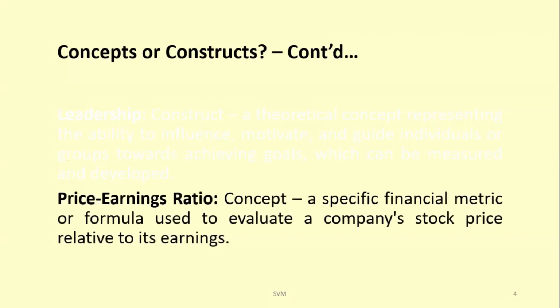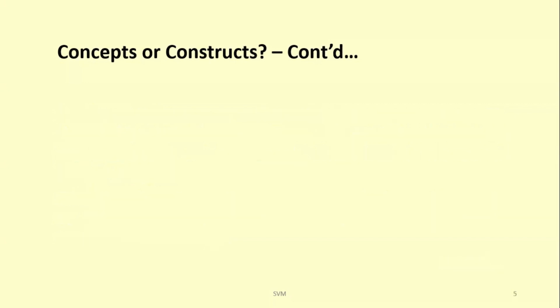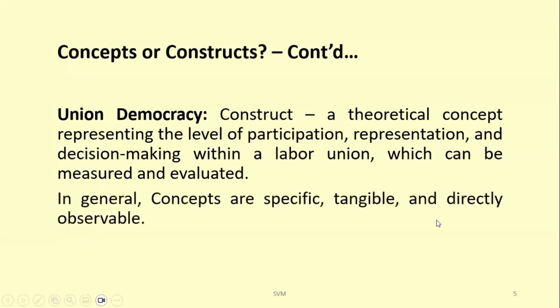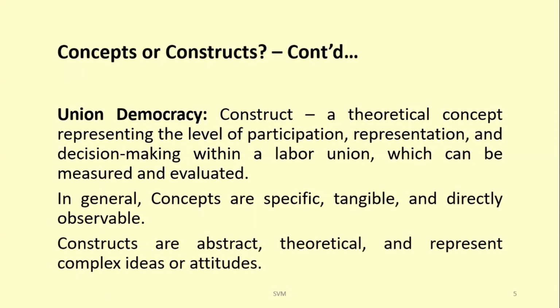Next is price earnings ratio. It is a concept because it is a specific financial metric or formula used to evaluate a company's stock price relative to its earnings. Next is union democracy. Union democracy is a construct since it is a theoretical concept representing the level of participation, representation, and decision making within a labor union that can be measured and evaluated. In general, if you look into all these examples, concepts are very specific, tangible, and directly observable, whereas constructs are abstract, theoretical, and represent complex ideas or attitudes.